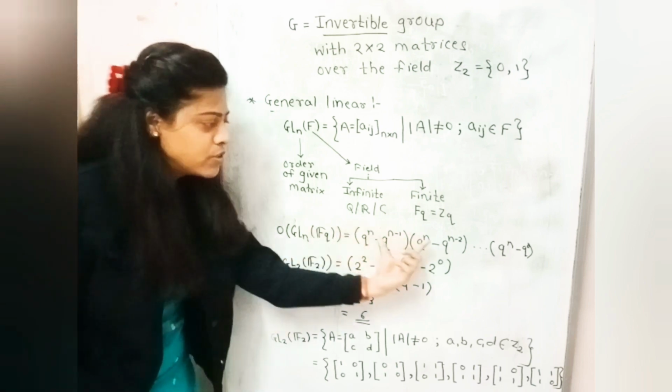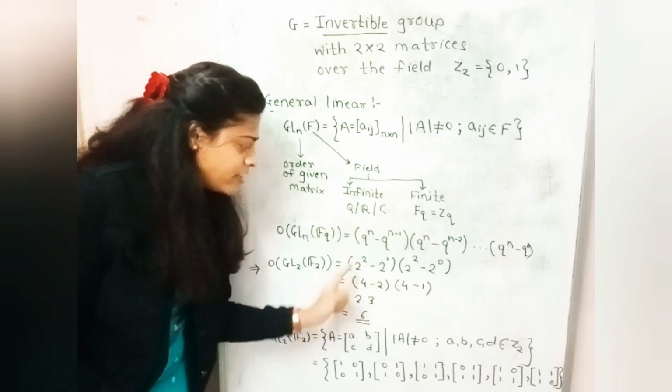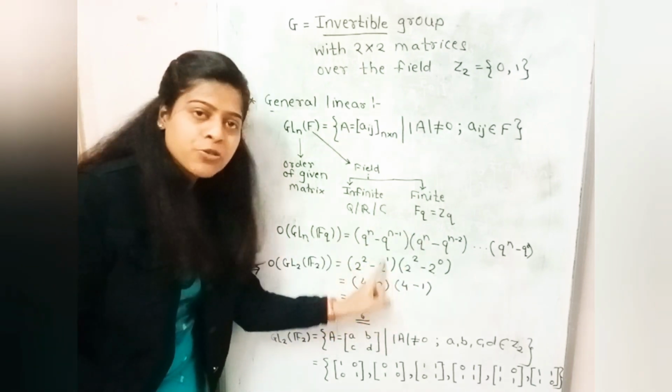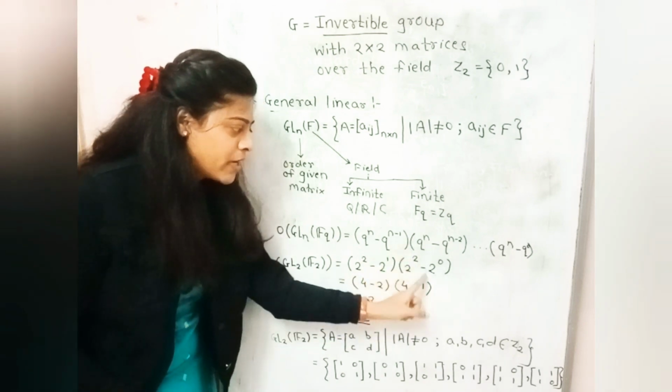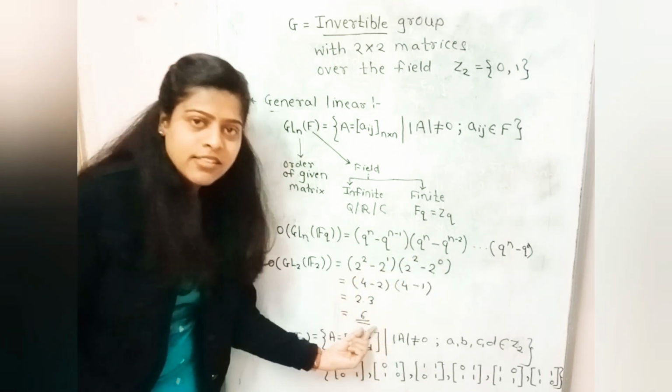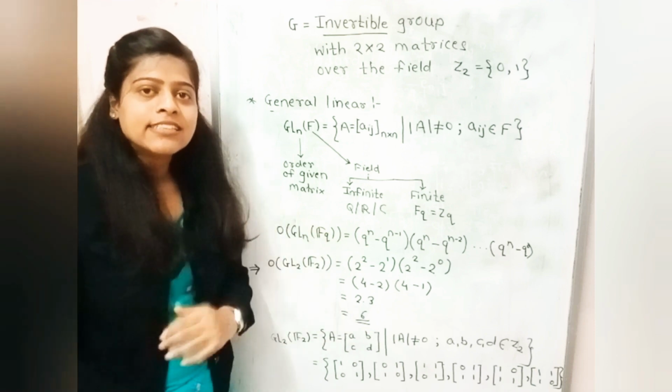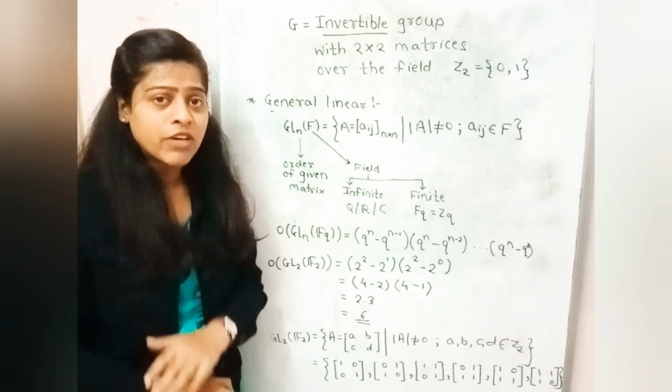Put these values in this formula, then we get (2 raised to 2 minus 2 raised to 0) times (2 raised to 2 minus 2 raised to 1). So the answer is 6. So 6 is our correct answer, and option number 1 is true.